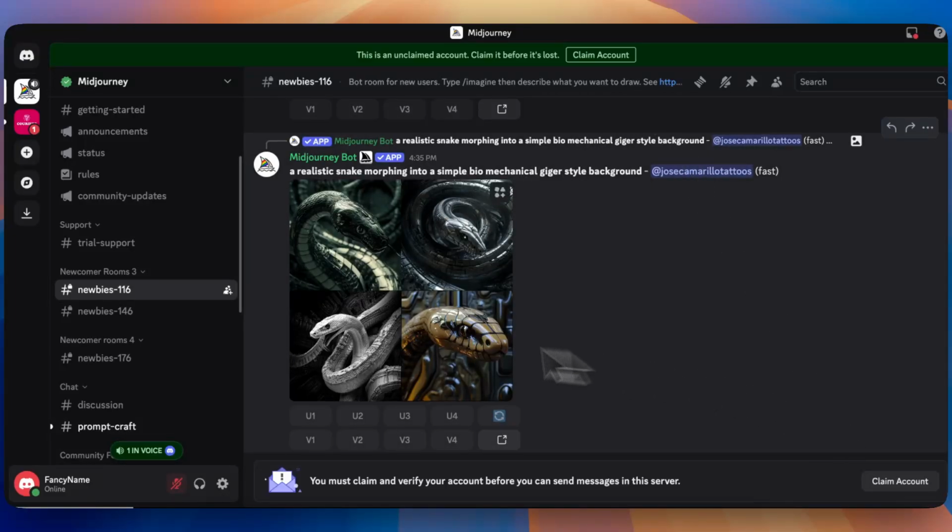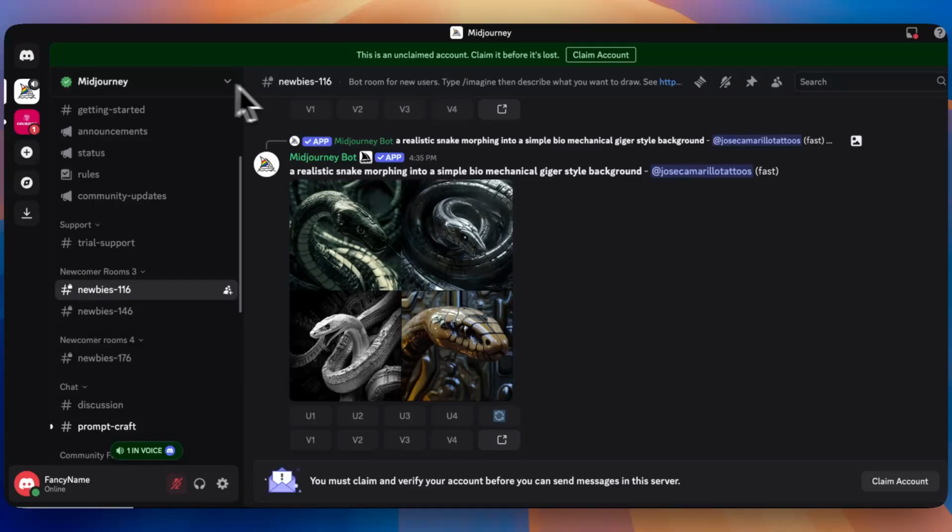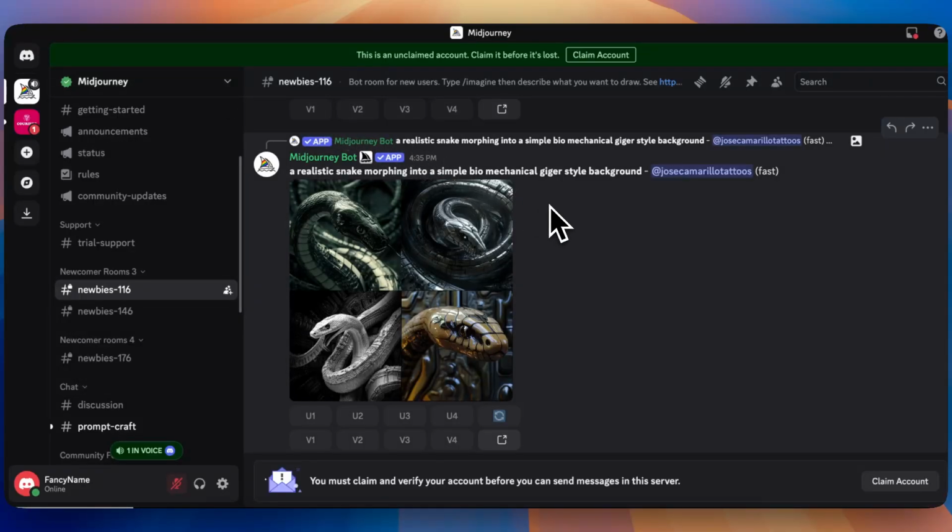As we can see, this is a throwaway Discord account and we cannot actually use the feature without claiming our account. So make sure you have the correct Discord permissions. You also want to make sure that you have direct messages enabled because the Midjourney bot is going to need to direct message with you.